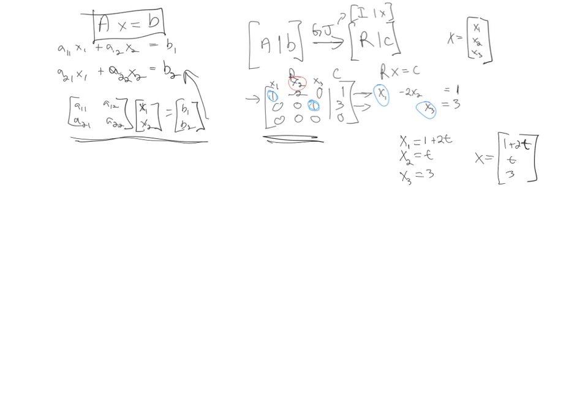Now we'll go on and look at the homogeneous case. Okay, homogeneous equations. Homogeneous equations are ones of the form Ax equals 0. So it's equations where our constants column is all zeros. Okay, so what would we do? We have A augmented with 0.